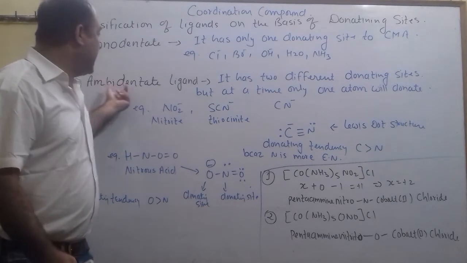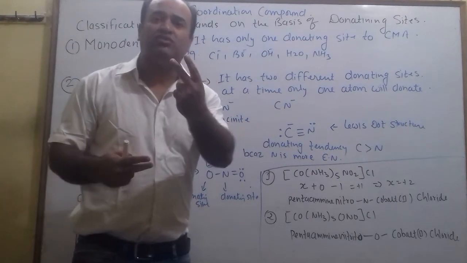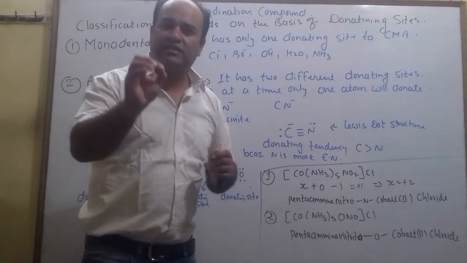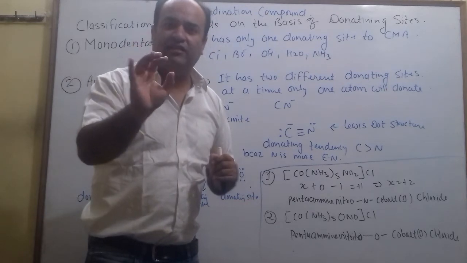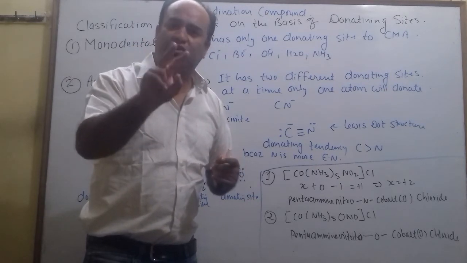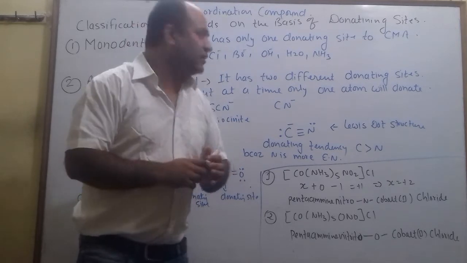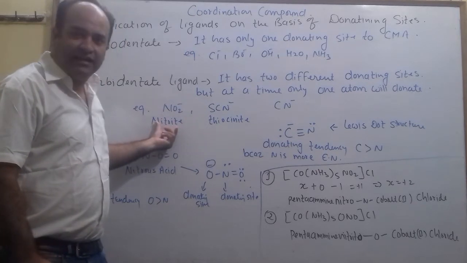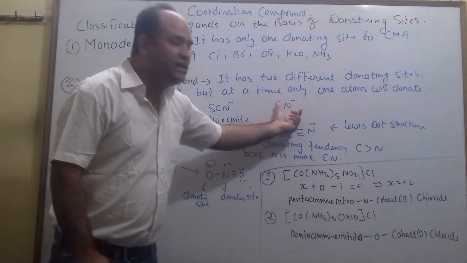If the case is ambidentate ligands, in ambidentate ligands two sites can donate. Listen to me carefully: two sites can donate electrons, but at a time only one site. What is the meaning of that? Two atoms can donate electrons, but at a time one atom will donate the electron. So in this case we have NO2 minus, the nitrite ion, thiocyanate SCN minus and CN minus.